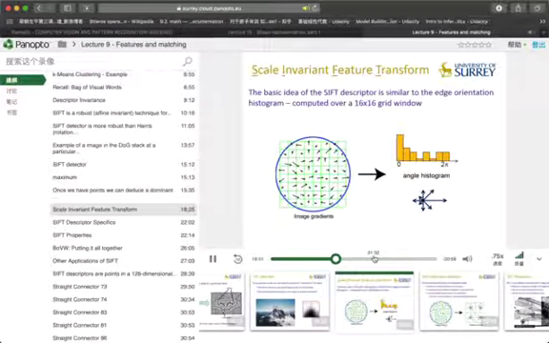Does everyone remember the edge orientation histogram from last time? Yeah? Ask me if you don't. That's fine, I don't mind saying it again.